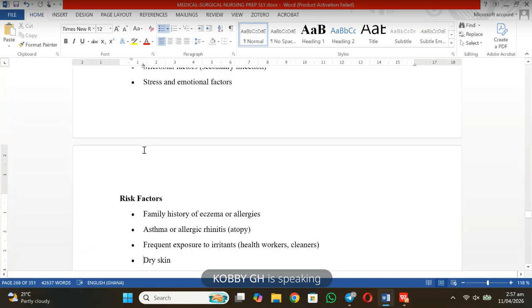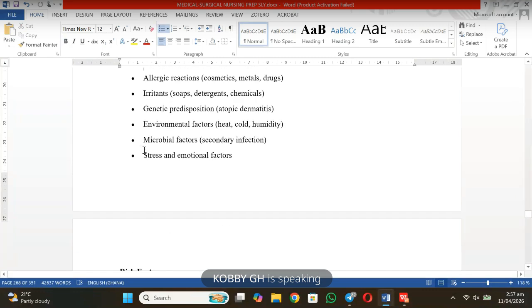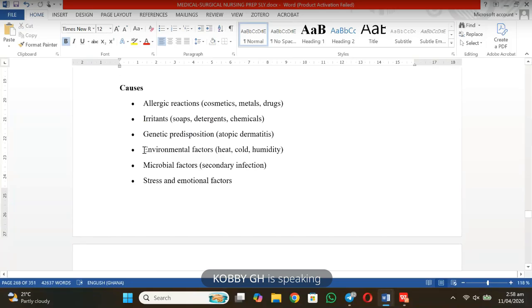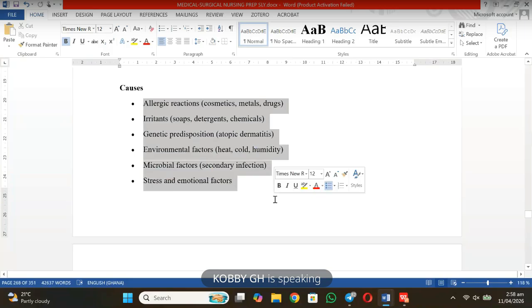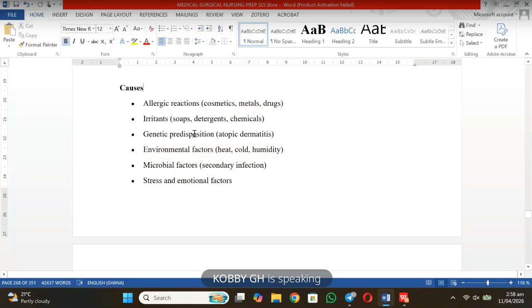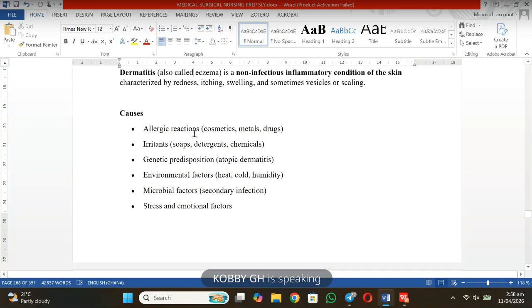Okay, so you see here, unlike the other skin conditions where we have either a fungal agent or a viral agent that may cause it, here we are not emphasizing any viral agent causing this condition. We are not emphasizing any fungal or bacterial agent causing this condition. Here, there are multiple factors that come into play. And usually it's non-infectious, so we don't even talk about any bacterial or viral cause.